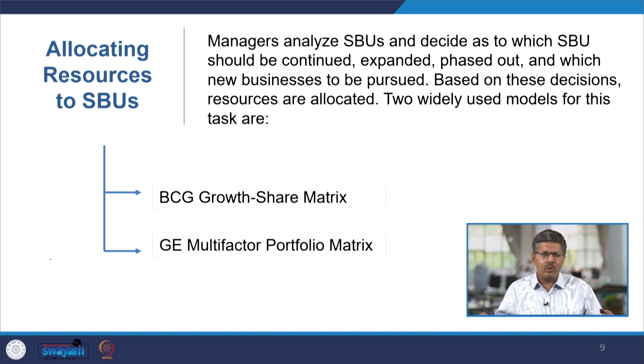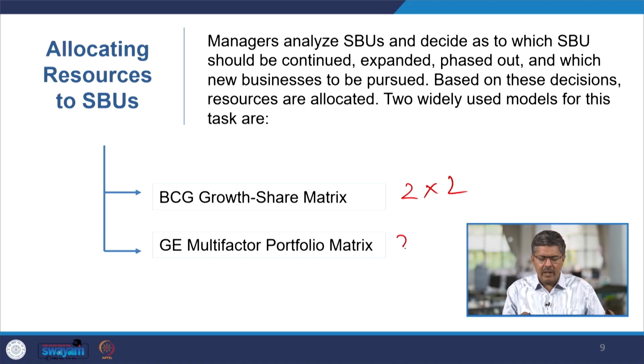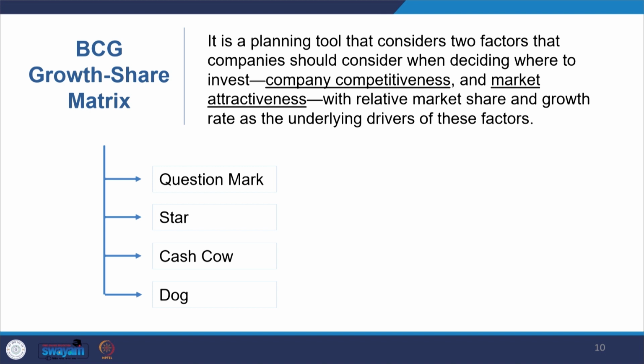Two models are very popular for resource allocation. One is the BCG matrix or the growth share matrix, simply called the BCG matrix, Boston Consulting Group matrix. The other is the GE multi-factor portfolio matrix, or simply the GE 9 cell matrix, because it has 9 cells. This one is a 2 cross 2 matrix and this is a 3 cross 3 matrix. These two matrices have been very popular and are taught in almost all business schools around the world. Now, let us talk about the first one, the BCG growth share matrix.